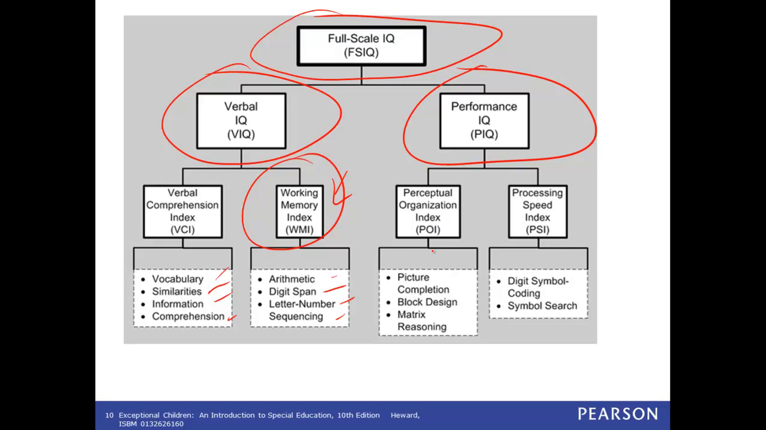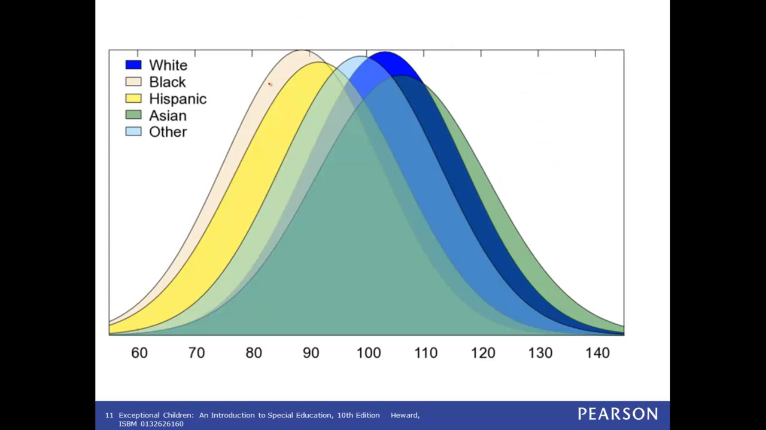And then the performance IQ is like picture completion, block designs, matrix reasoning, digit symbol coding, symbol searches, things like that. And often you'll see kids with learning disabilities that this will be much higher. The performance will be higher than verbal. Of course, that doesn't always play well in school.